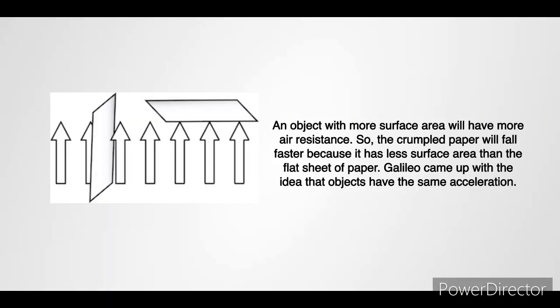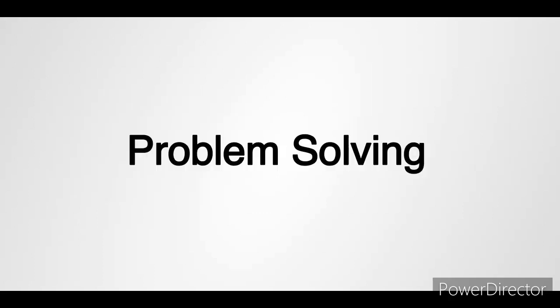An object with more surface area will have more air resistance, so the crumpled paper will fall faster because it has less surface area than the flat sheet of paper. Galileo came up with the idea that objects have the same acceleration. Let's proceed to the problem solving.